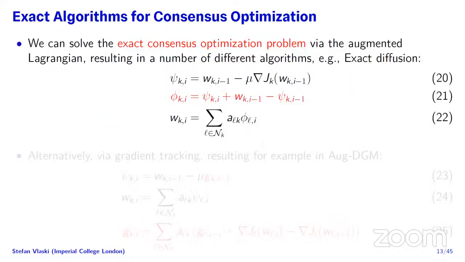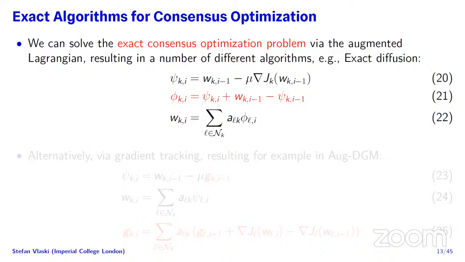So I will not show the derivations for the other algorithms, but I will just say that you can solve the exact consensus optimization problem via the augmented Lagrangian. This is something that has been done since around 2008, but there are a lot of details in how you exactly solve the augmented Lagrangian, and this gives rise to a number of different types of algorithms.